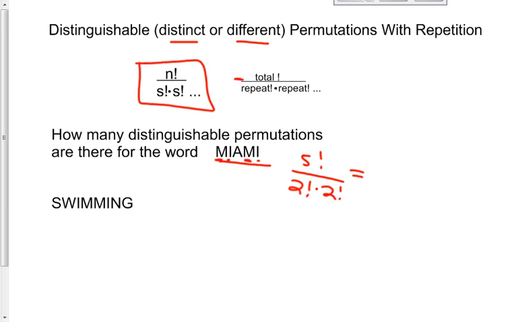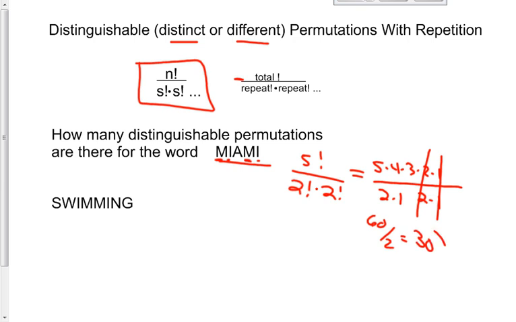I'm just going to show you by hand how this one will work out. 5, 4, 3, 2, 1. 2 factorial is 2 times 1. Another 2 factorial is 2 times 1. The first set of 2 times 1 can cancel. I've got 5 times 4, which is 20, times 3 is 60, and 60 over 2 would be 30. So there are 30 different ways that I could rearrange the letters of the word Miami into something distinct or distinguishable.